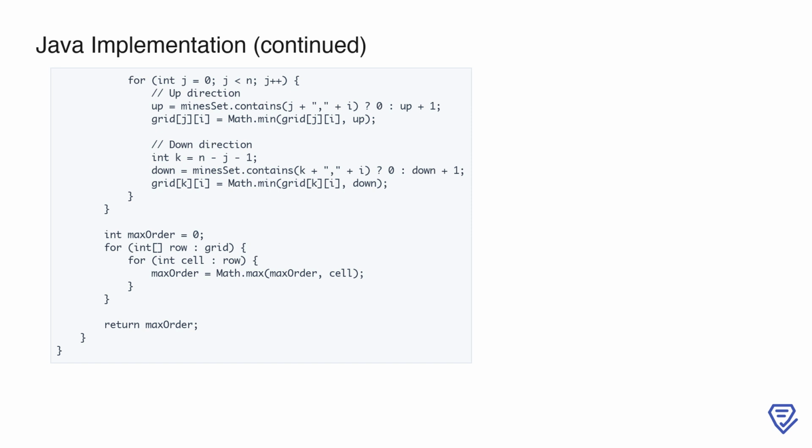Finally, we iterate over the grid to find the maximum value among all cells, which gives us the order of the largest plus sign in the grid. This value is then returned as the result.